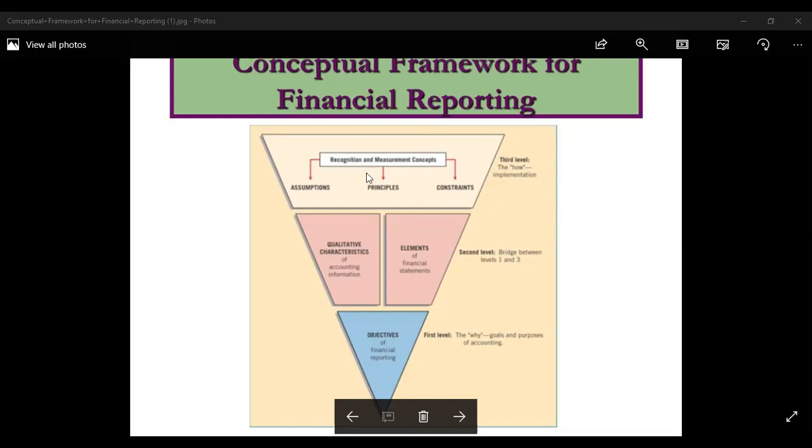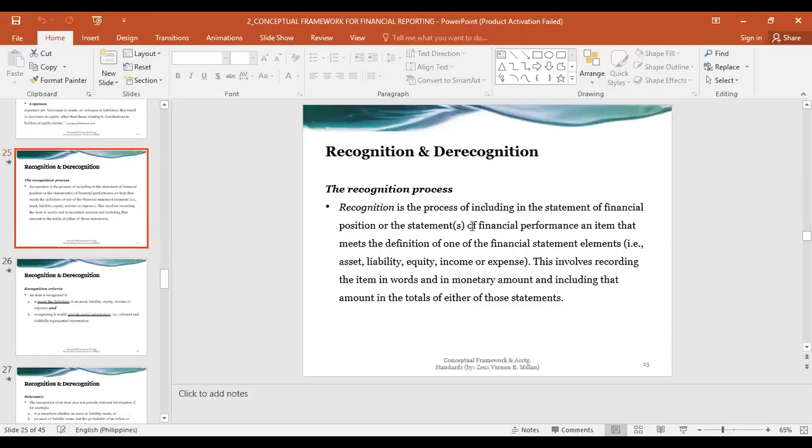And we have here the third level, which is now the how, implementation. So we talk about recognition and measurement concepts. Then we have the assumptions, principles, and constraints. All right. So we will discuss now the third level, the how or the implementation that we do in financial reporting. I'm still going to make use of our source, which is Milan, for our discussions.